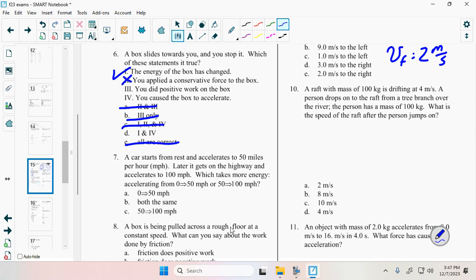You did positive work on the box? No, I did negative work. Did I cause the box to accelerate? Well, this better be right. It is. I caused it to accelerate. Remember, accelerate doesn't mean to speed up. Accelerate means to change the velocity. So I'm slowing it down. That is changing the velocity of the box. A lot of this is just the vocabulary. Do you know the vocabulary? And then part of it is, do you know the physical concepts?